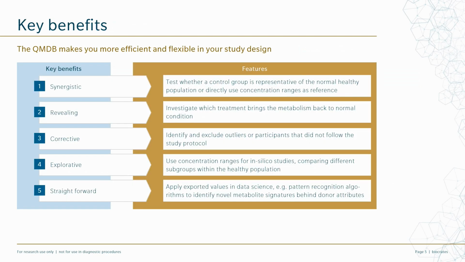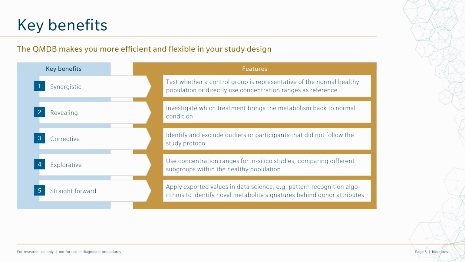The QMDB is a great tool that allows you to test whether a control group in your own study is representative of the normal healthy population. You can also directly use concentration ranges as a reference. In intervention studies, you can investigate which treatment brings the metabolism closer to normal conditions. The minimum and maximum thresholds provided can help identify and exclude outliers or participants that did not follow the study protocol.